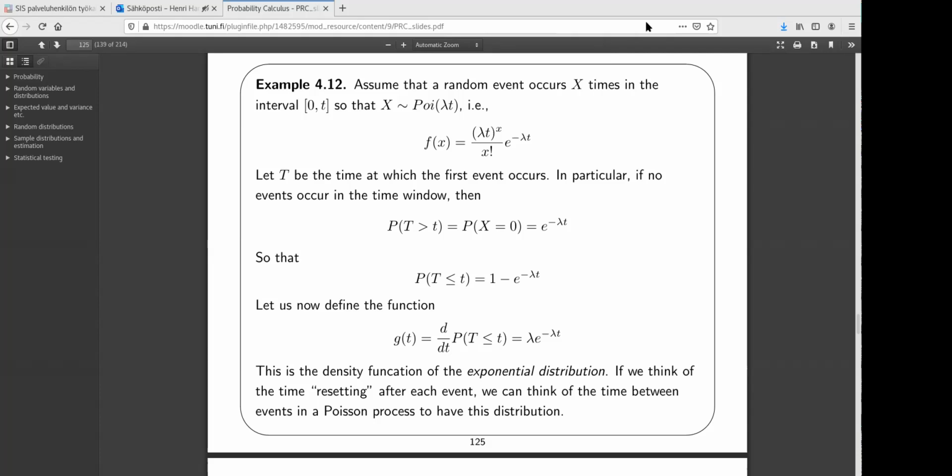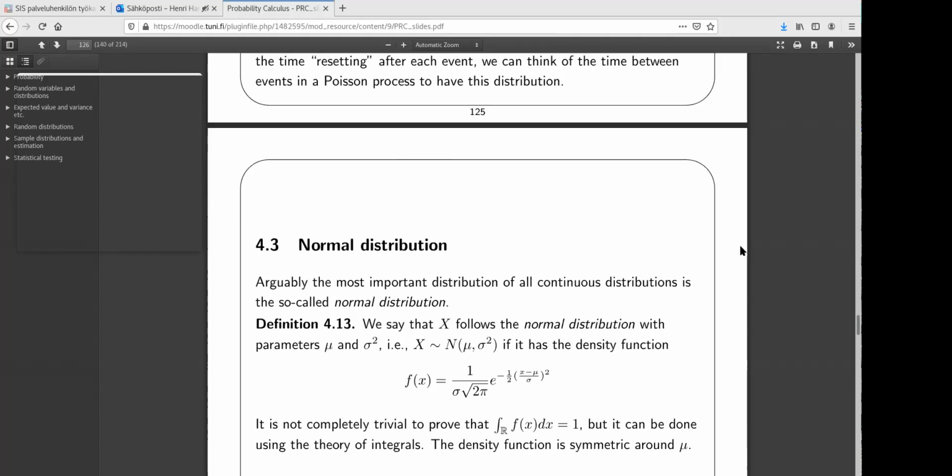Sorry, the annotation tool was on, so I couldn't change the page.